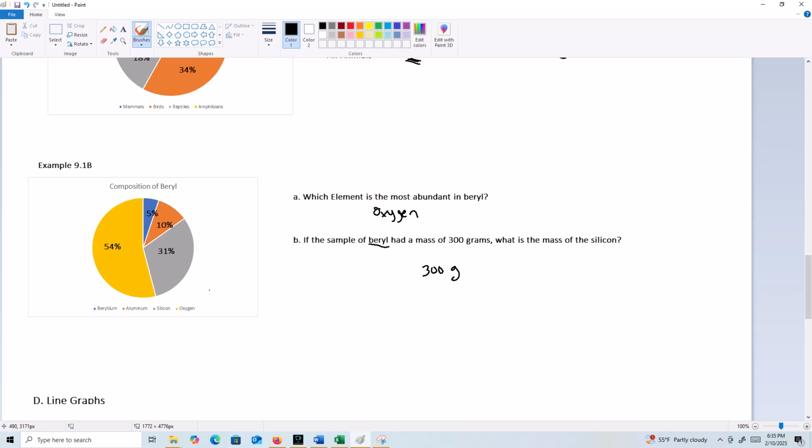And we know the percentage of silicon is 31%. So 31% of burl is silicon.